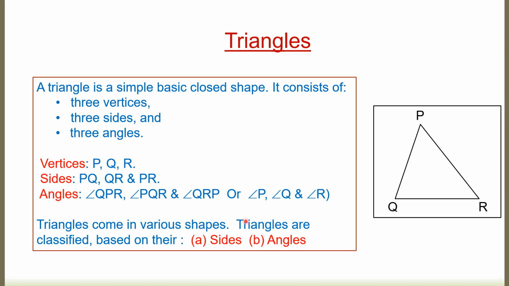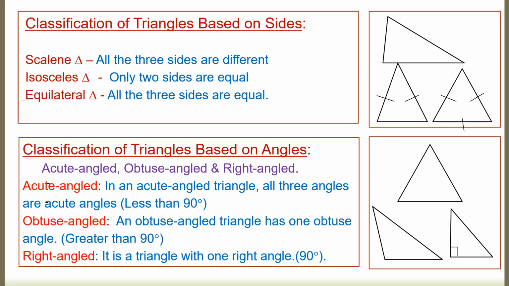The triangles come in various shapes and they are classified according to the sides as well as angles. Now the classification of triangles based on sides. The first one is the scalene triangle. Here this one is a scalene triangle. All the 3 sides are different in this case. Second one, the isosceles triangle. In this triangle 2 sides are equal. And equilateral triangle, all the 3 sides are equal.